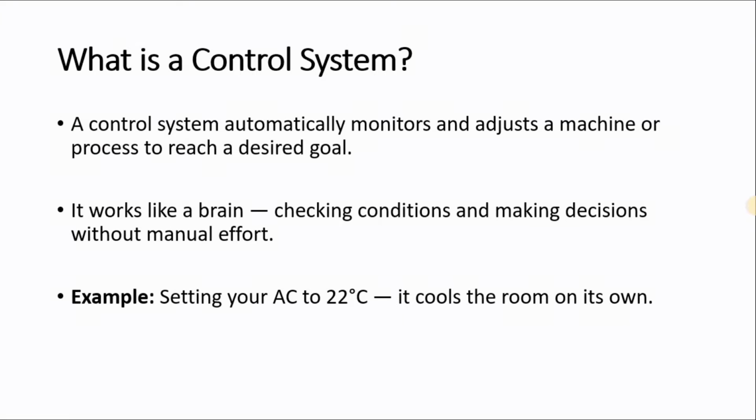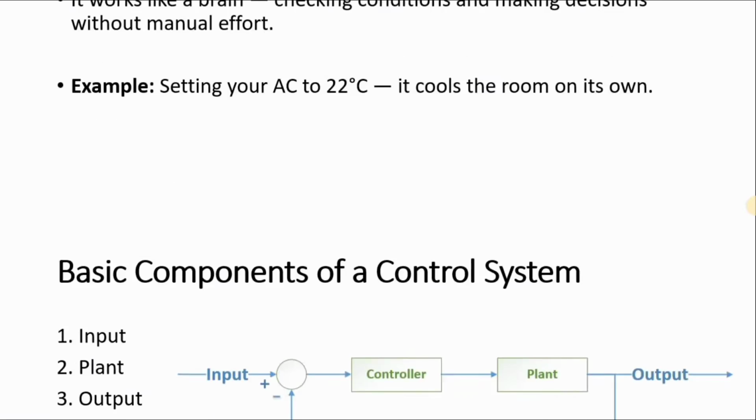Let me give you a real world example. Imagine you want your room to stay at 22 degrees Celsius. You set the temperature on your AC remote and boom, the AC works on its own to cool the room. You do not have to do anything manually. That's a control system in action. So basically, a control system is something that automatically manages how a machine or process behaves. It keeps on checking what's happening and makes decisions to get things back on track if they go off.